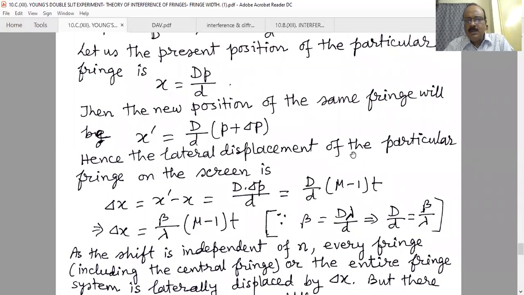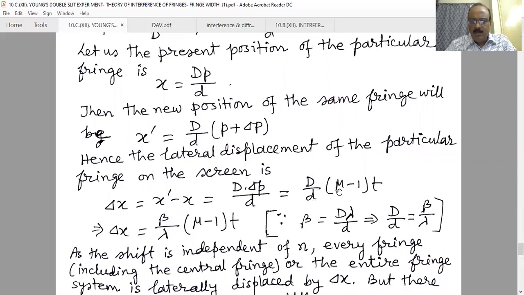And what will be the lateral displacement of the particular fringe on the screen, the shifting of the fringe? The initial position before inserting the sheet, on the screen, of that particular fringe, let us suppose, is x equal to D p, path difference, by d. And when we insert the extra path difference, what is the shifting? That means what is x dash minus x? It is the displacement or shifting of the particular fringe. That is equal to this minus this, and after subtracting, we get D into delta p by d.